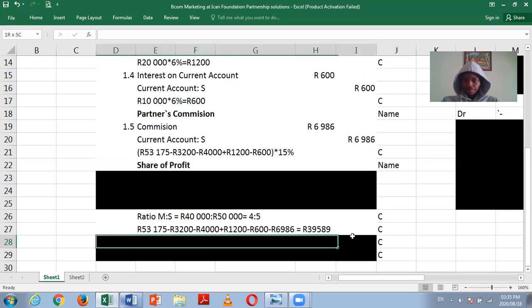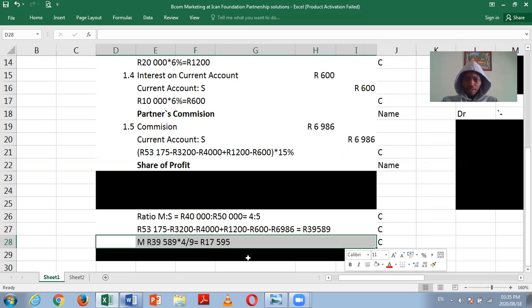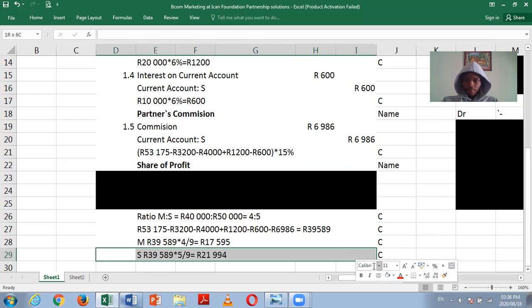So let's see for M. For M, we're going to take the 39,589 multiplied by 4 over 9. Where does the 9 come from? It's from 5 plus 4. So you add the ratio, and then you get your denominator, and then multiply by 4 over the denominator, which is the total of the ratio. And then we get 17,595, which is for M. And then let's see for S, we take the very same amount that we are sharing, 39,589, multiplied by 5 over 9. So the denominator should be the same, right? And then we get 21,994.